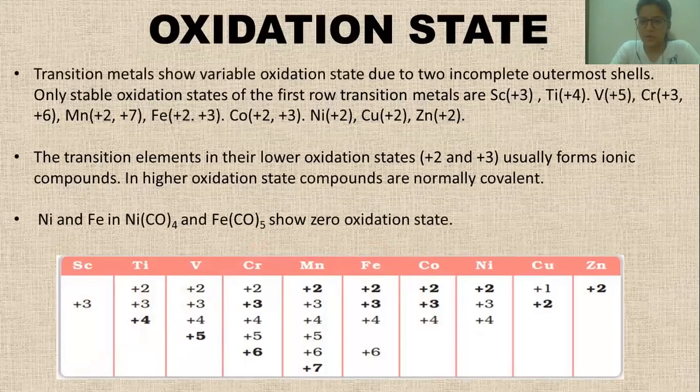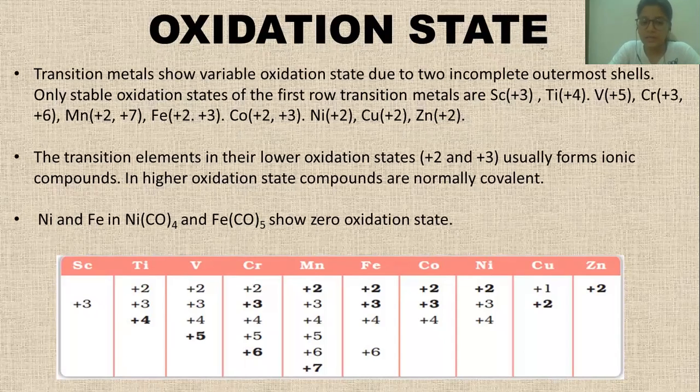The next is oxidation state. The transitional metals show variable oxidation states due to incomplete outermost shells. Only stable oxidation states of the first row transitional metals are scandium +3, titanium +4, vanadium +5, chromium +3 and +6, manganese +2 and +7, iron +2 and +3, cobalt +2 and +3, nickel +2, copper +2 and zinc +2.